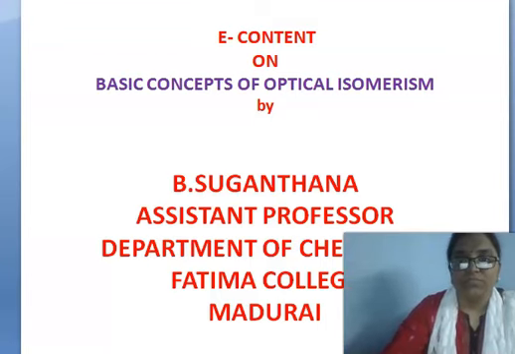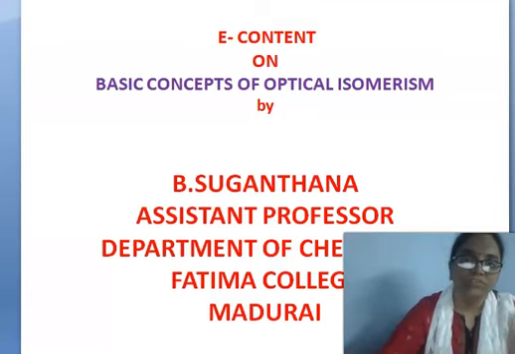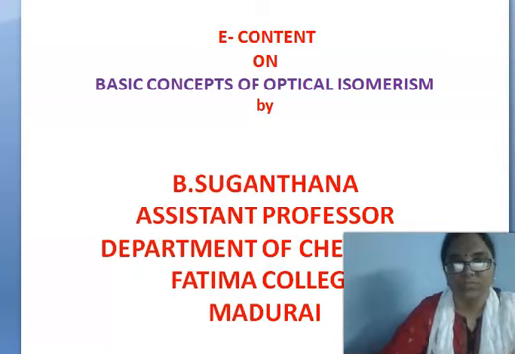First of all, let me give you a clear definition of isomerism. If two compounds have the same molecular formula but differ in their structural formula, they are called isomers. The phenomenon is called isomerism.